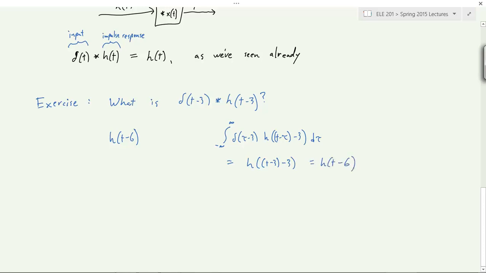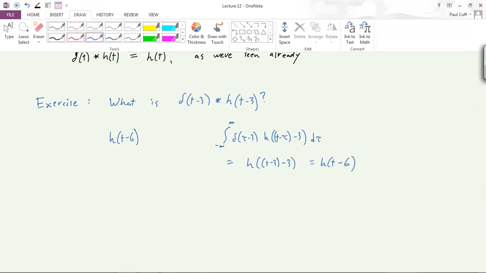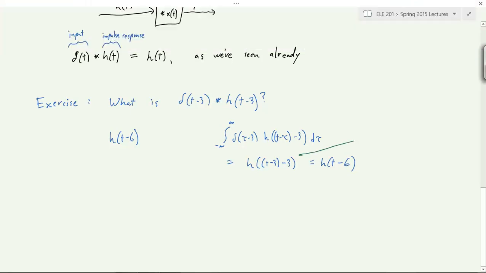So it's very easy to do convolution with delta functions, because integrals of delta functions are easy. This is shifting. We just plug in tau equals 3. That's the point.